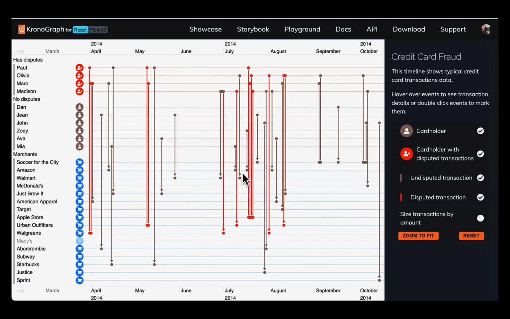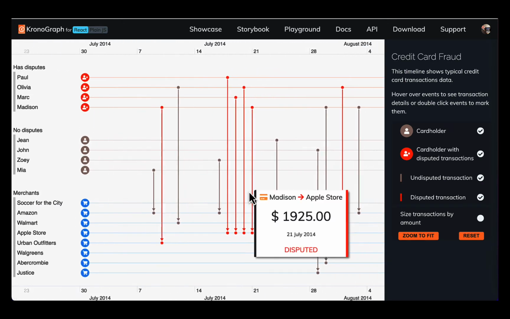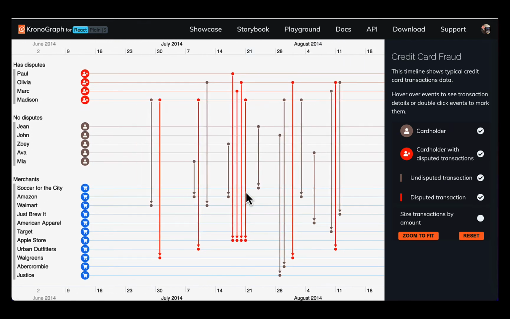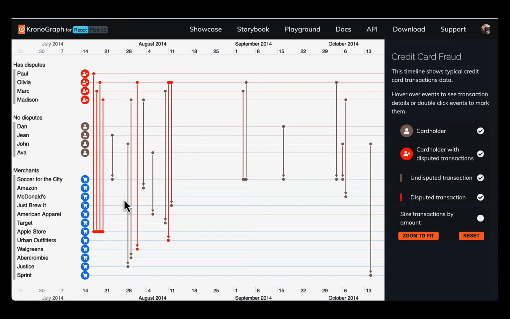So we can zoom in, say for example, on these 4 sequential transactions at the Apple Store that were all disputed. And you can also see that we're filtering the number of entities that we're showing over on the left to show only the items that fall within the time window that we've selected. And we can zoom and pan around to watch how that data is changing over time.